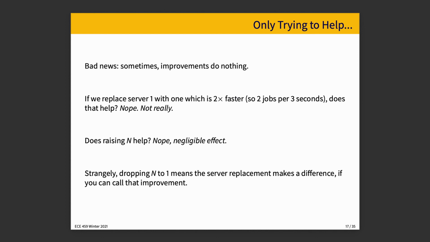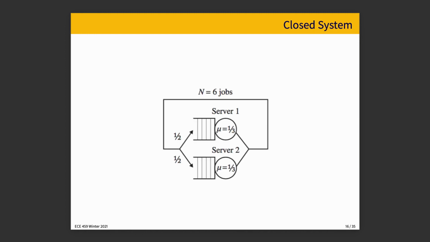Okay, so the bad news is that sometimes improvements do nothing. If in that scenario we replace one server with another one that is twice as fast, so it completes 2 jobs in 3 seconds, does that help? The answer is no, not really. Why is that the case? Well, because half the jobs get sent to server 1 and half of the jobs get sent to server 2, so we're not done for the day until all jobs have been completed. So even if server 1 is finished after, say, 4 hours, and it still takes server 2 8 hours to complete its half, the total completion time is still 8 hours. So nobody's really happy in that regard, right?